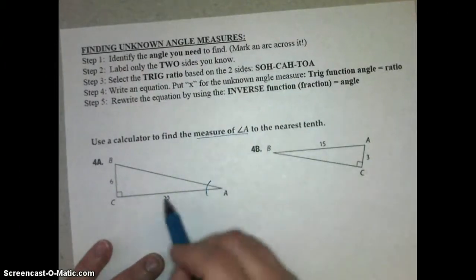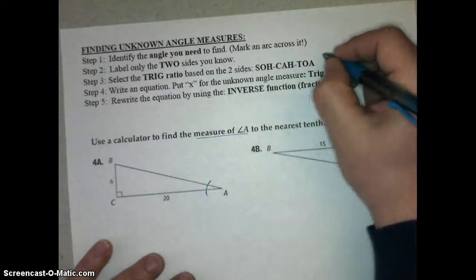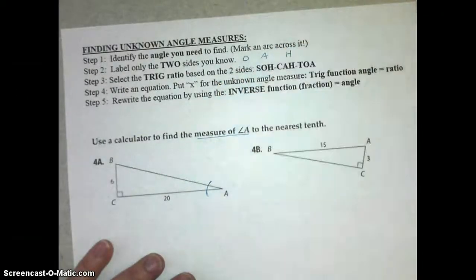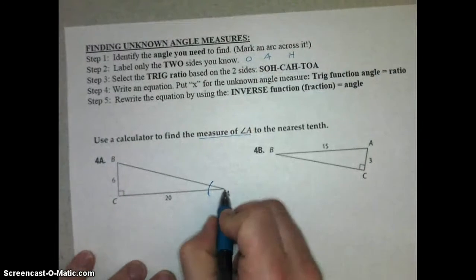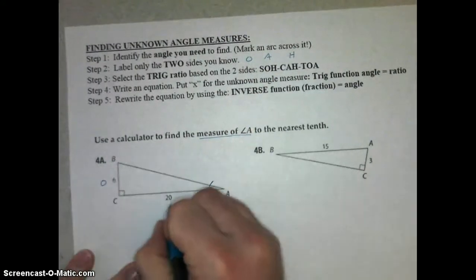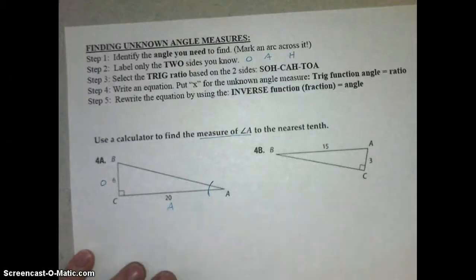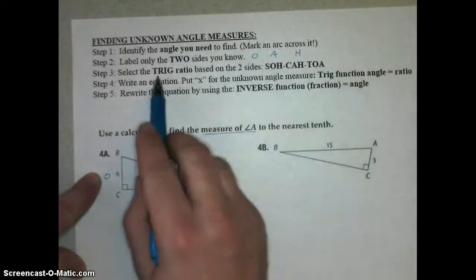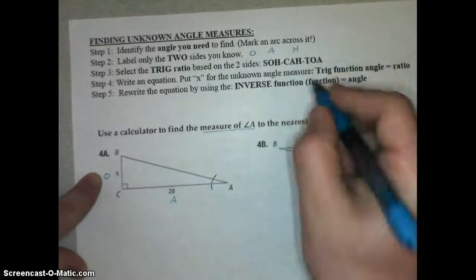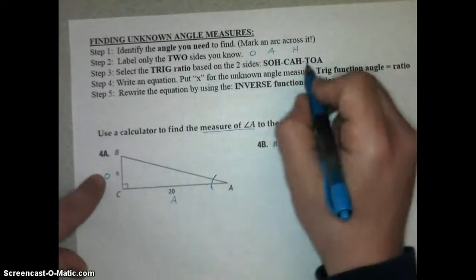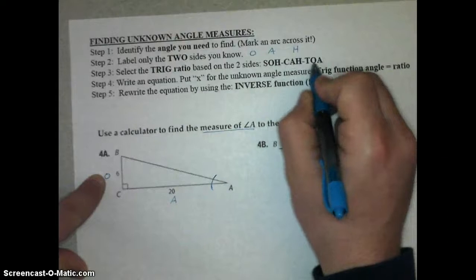And then I'm going to label the two given sides as either O, A, or H: opposite, adjacent, or hypotenuse. So if this is our reference angle, these are both the legs. 6 is the opposite leg, 20 is the adjacent leg, because it's next to angle A. And since I'm using opposite and adjacent, I'm going to set up an equation using the trig ratio tangent, because I have opposite and adjacent. SOHCAHTOA tells me I should use tangent then.